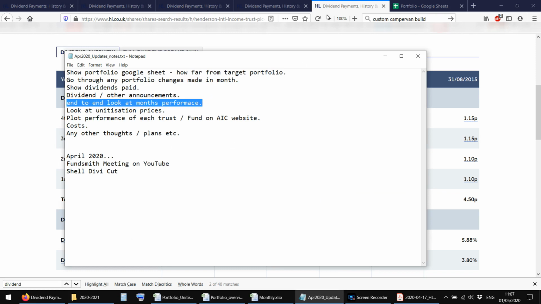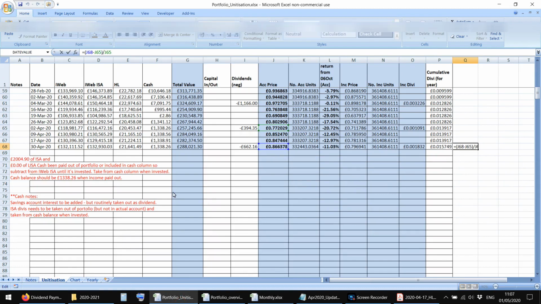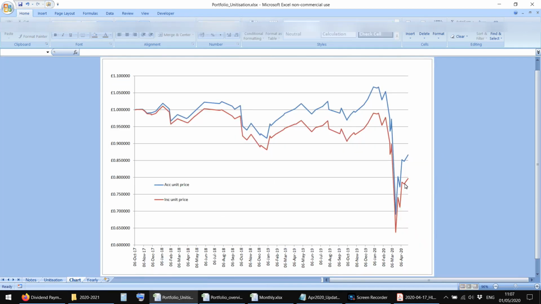And the month-to-month performance look. As you can see in the unitisation, I've done the usual thing where I've just done the percentage change of the accumulation unit from the 2nd of April to the 30th of April. And as you can see, it was 12.22% up. Bit of a recovery from before. You can see that in the chart. It's hard to see really when the 2nd came. The 2nd is somewhere around here, and the 30th is somewhere around there.